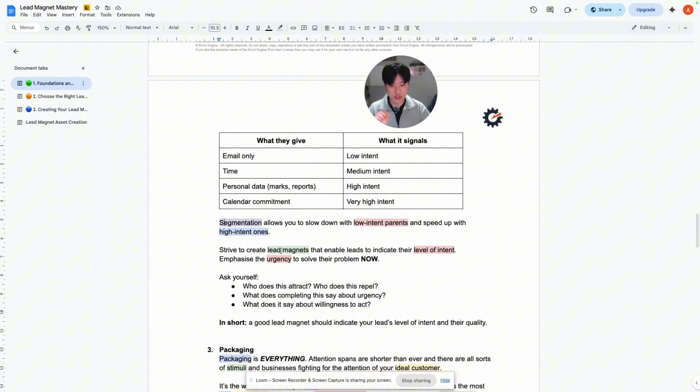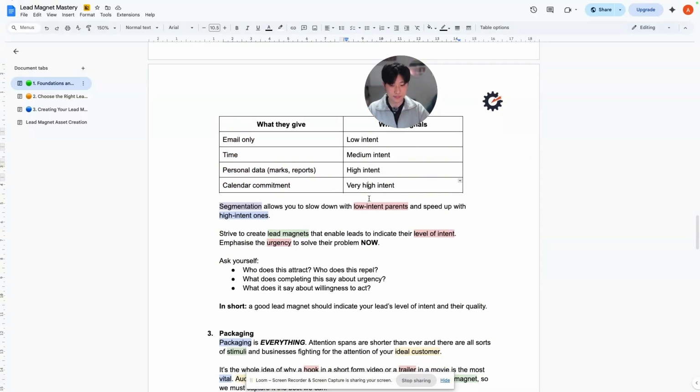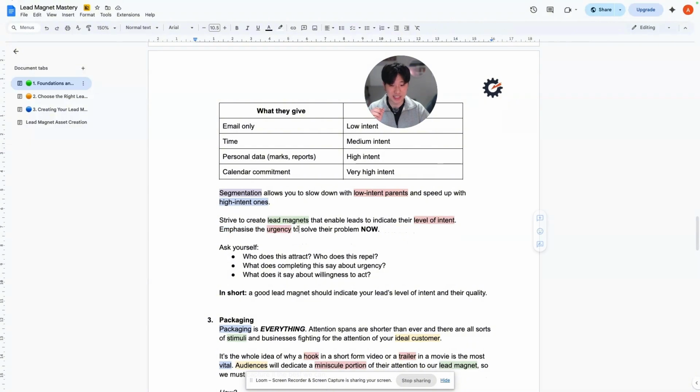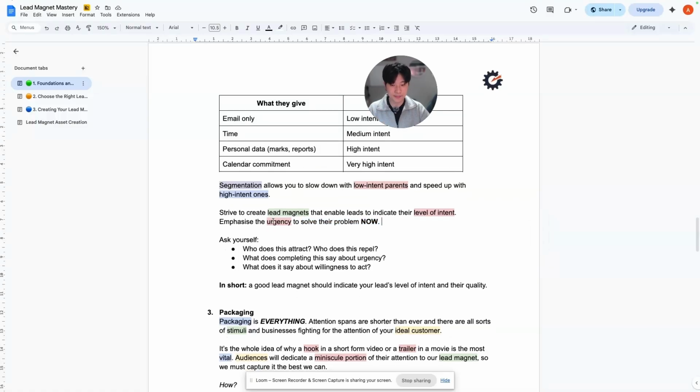So I want you to strive to create lead magnets that enable leads to actually indicate their level of intent. If the only option you have is to give their email, it's really hard to tell who is urgent and who is not. So try to think of options for you to have all of these available where they can indicate their low, medium, high, or very high intent. And actually emphasize the urgency to solve their problem now. It's one of the most important things that go underemphasized and underutilized is urgency.